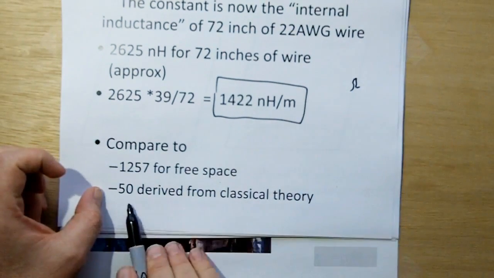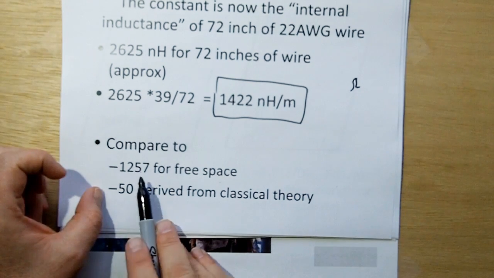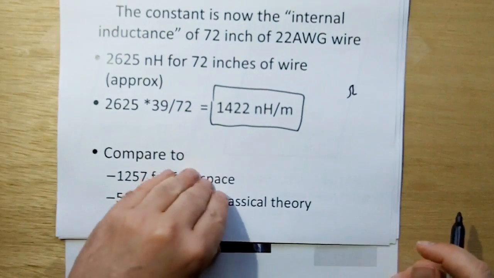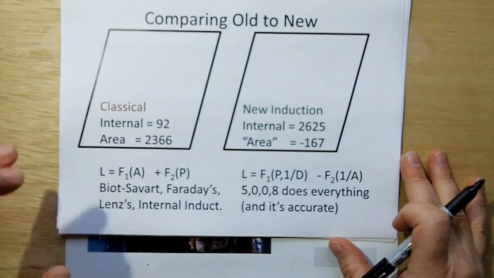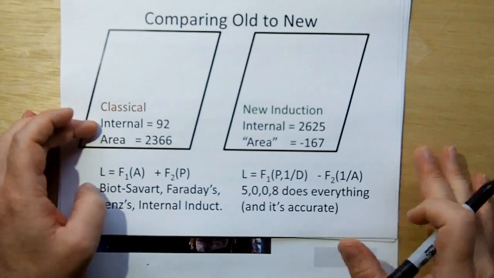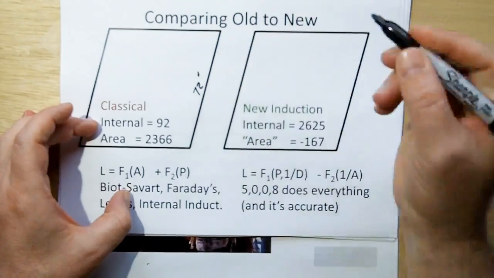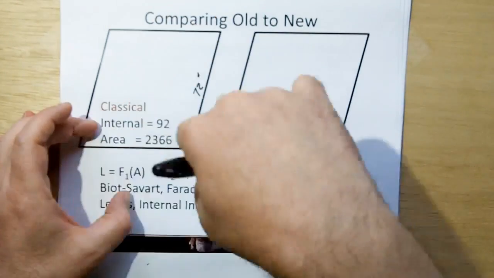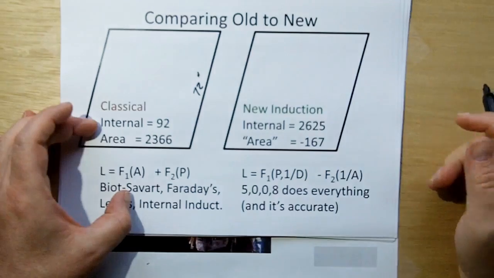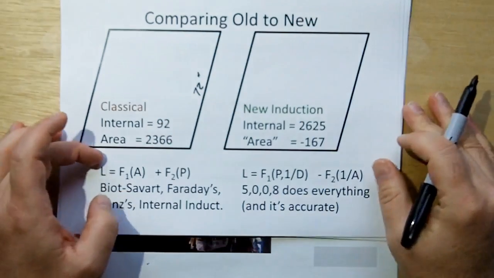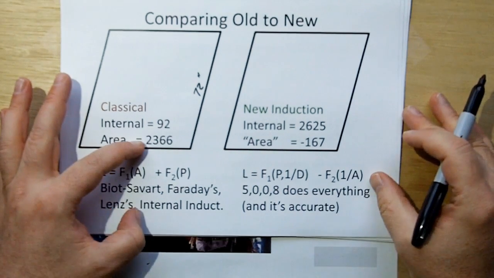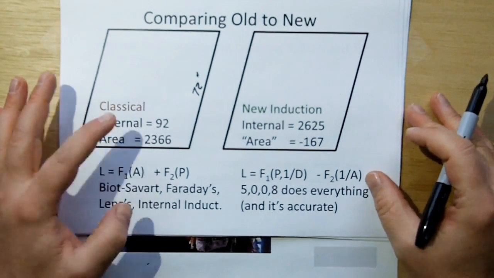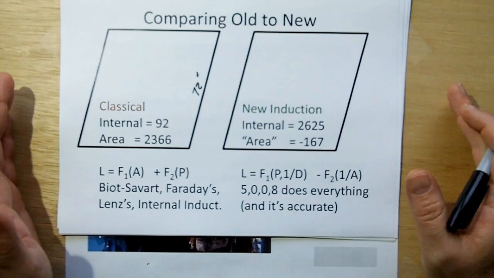And it's a far cry from the 50 nanohenries derived from classical theory, which is a contradiction because it can't be less than this unless copper is a superconductor, which it is not. So let's compare the old to the new. In the old classical derivation, the internal inductance for a 72-inch perimeter of wire is going to be 92 nanohenries, just from the perimeter. And the area, supposedly, should be the remainder, which would be 2366. But we don't get that with Faraday's law. Faraday's law bombs on the answer, doesn't give us an answer.